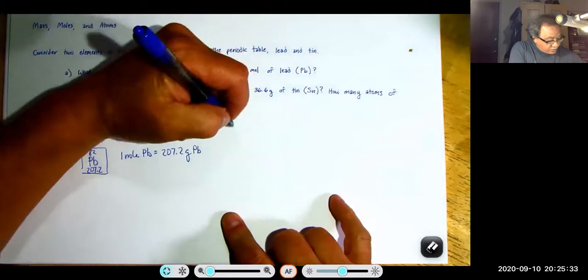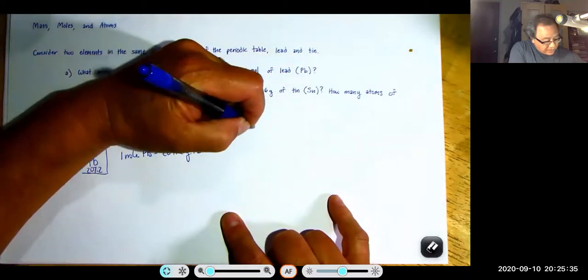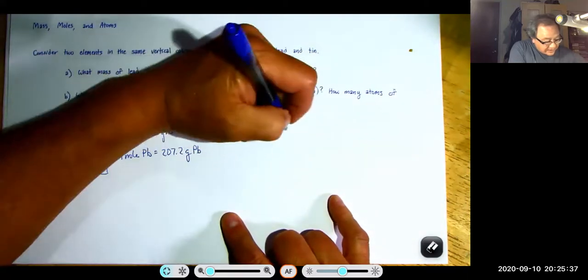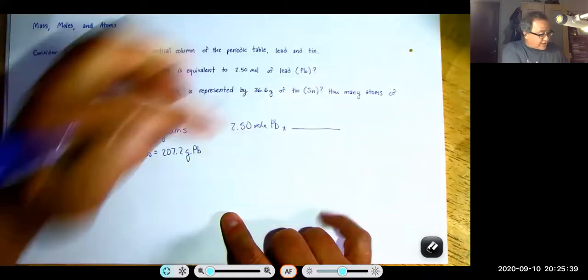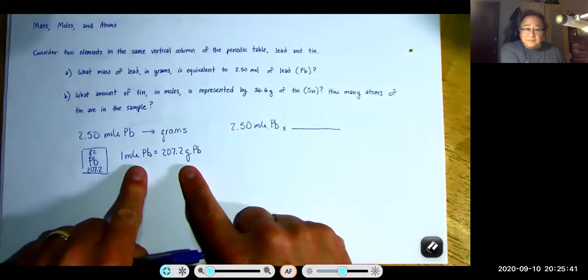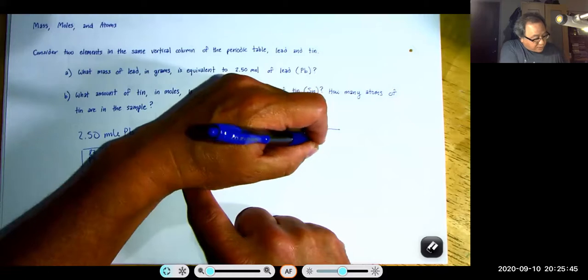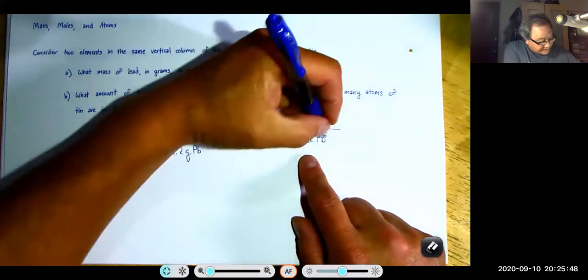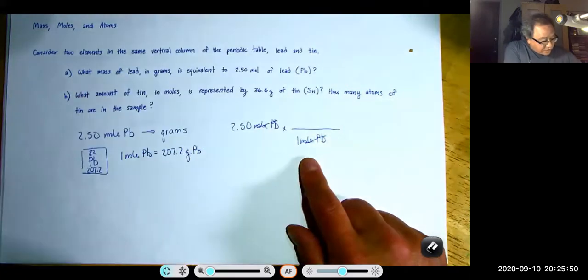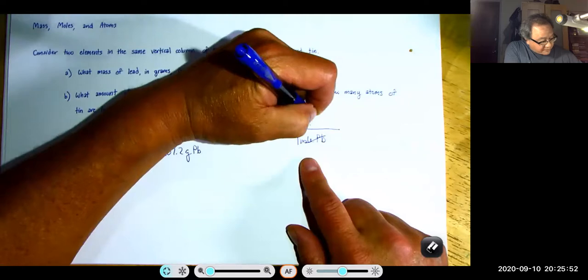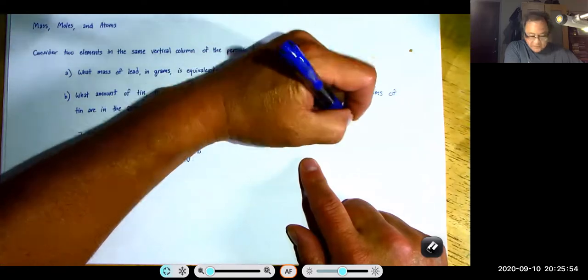So we're going to have 2.50 mole of lead times, now which side do I put in the bottom? That's right, 1 mole of lead. Why do I put the mole of lead in the bottom? So that these cancel. And the 207.2 grams of lead goes in the top.